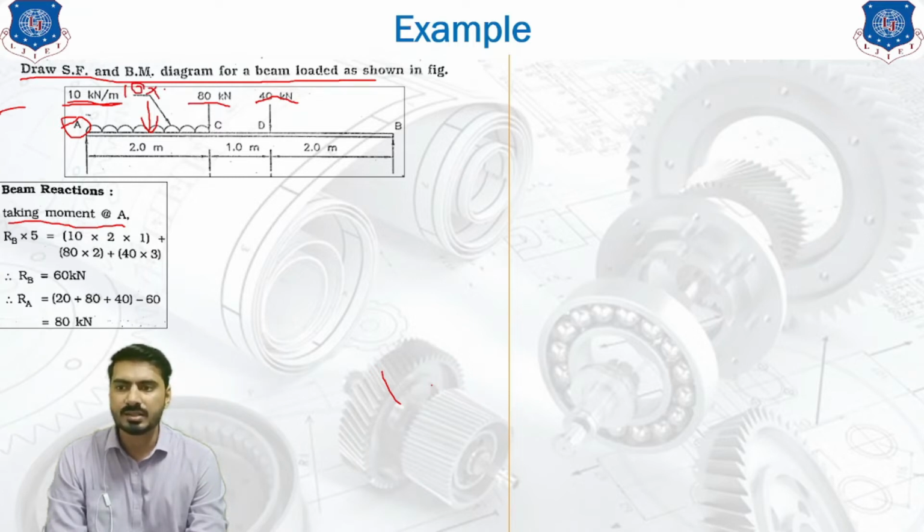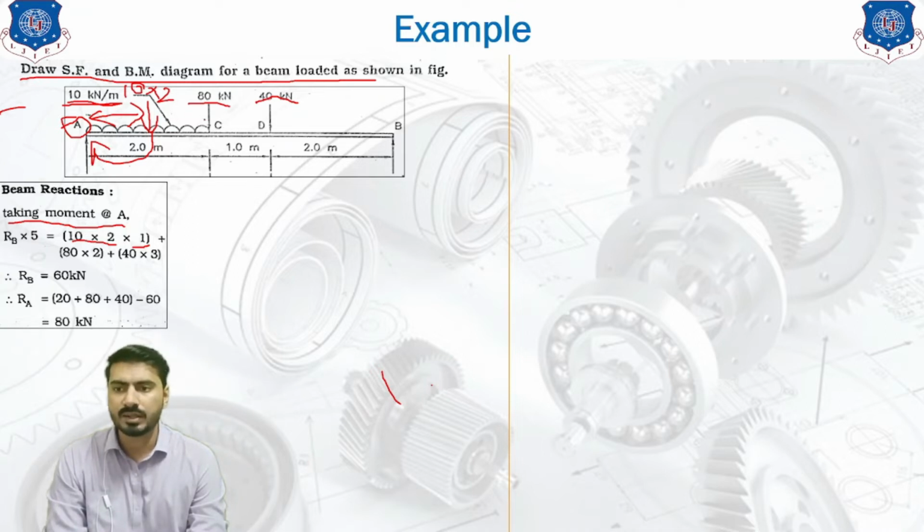The total distance is 2 meter. So 10 into 2 is our total uniformly distributed load. The distance from point A is nothing but 1 meter. This is our 1 meter distance. So what we have done: total load, that is 10 into 2, into distance, that is 1. This is our moment due to the UDL. As you can see, UDL is always acting in the downward direction, so due to the downward direction, the moment acting will be in the clockwise direction.